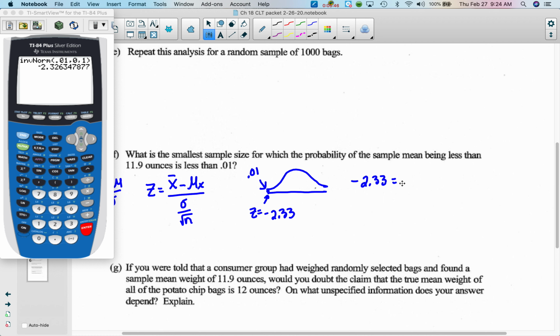Well, I know x bar is 11.9. I know the mean, mu sub x, is the same as the mean of the population, or actually, we're really dealing with mu sub x bar, but it's the same as mu sub x. So we end up with 12. And then my standard deviation, sigma, is 0.4. I don't know n. That's what I want to know. Notice here I have this equation, and I have one unknown. You need to solve for n.